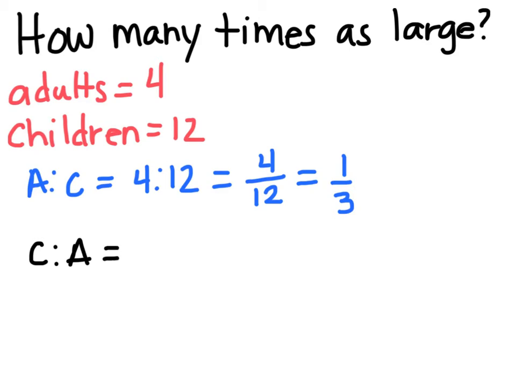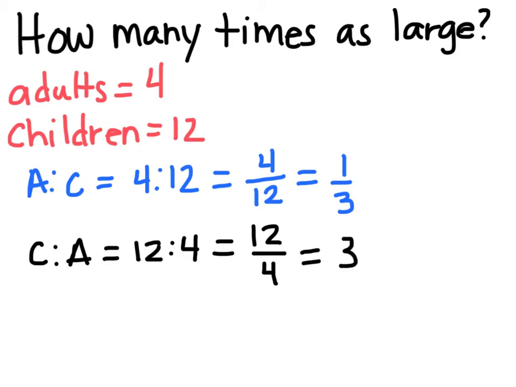So we'll write our ratio as 12 to 4, which can be rewritten as a fraction. Our first term becomes our numerator. Our second term becomes our denominator. We reduce to get 3. The number of children is 3 times the number of adults. And we can just look at our original numbers and see that that's true, right? 4 times 3 equals 12.